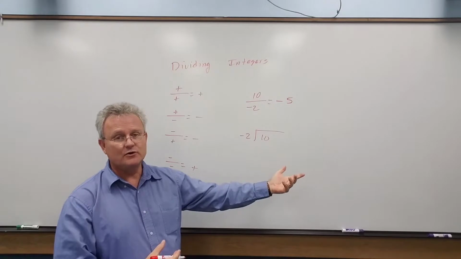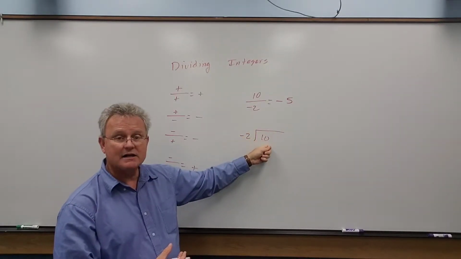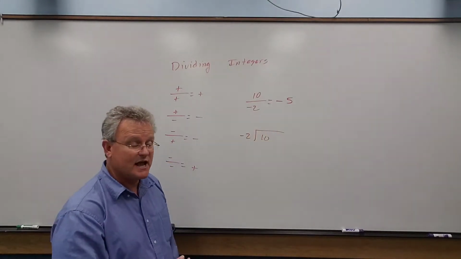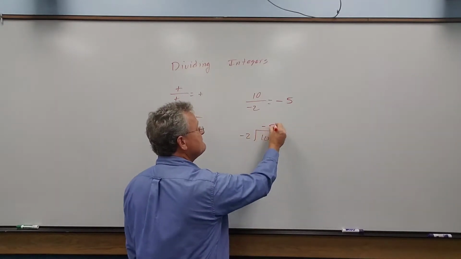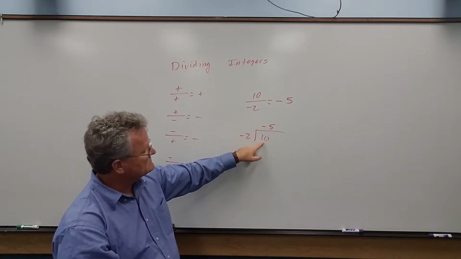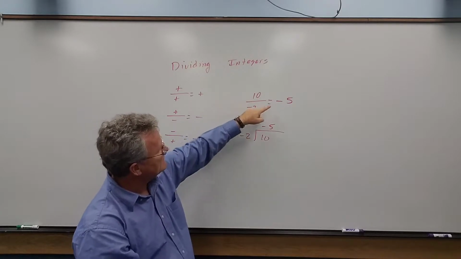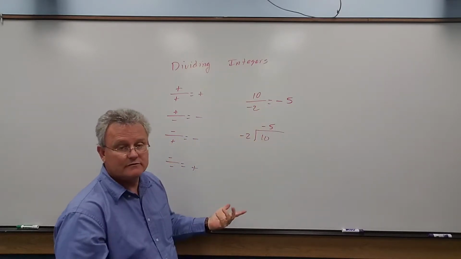Well, in the last video, we did multiplying. We know a negative times a negative is a positive, so this has to be a negative. It's got to be a negative 5 because a negative 5 times a negative 2 is a positive 10. That's why a positive over a negative gives us a negative. Yeah?